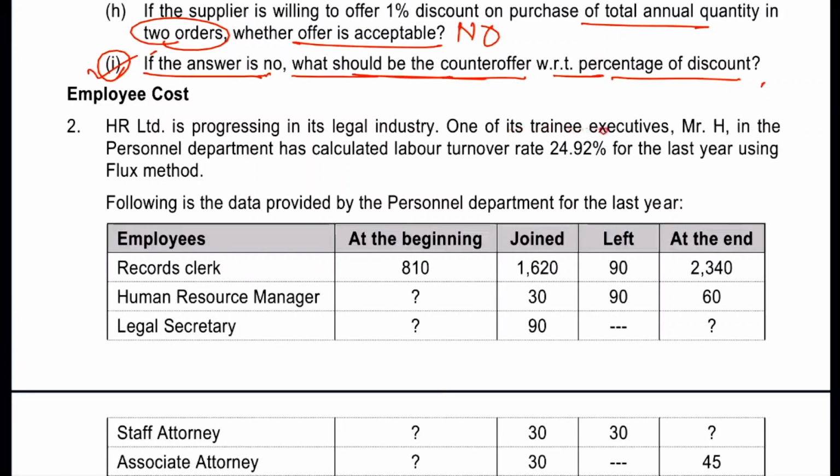One of its trainee executives, trainee है. तो what do you think? Trainee will calculate the right answer or wrong answer? Most of the cases में wrong answer we can. So they have given कि we have one trainee, Mr. H, in the personnel department, has calculated labor turnover ratio for the last year. Using which method? Flux. Flux method बोले तो everything separated, replaced and new joining. Everything will be considered. So he has calculated one thing, that is this ratio, and he is a trainee.